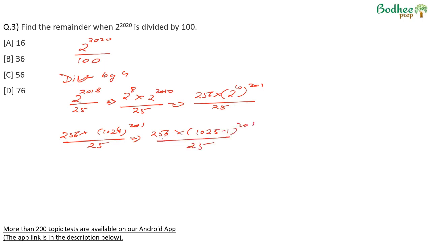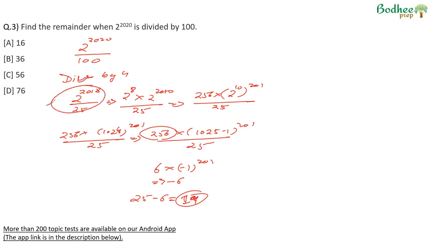Now we can clearly see from here, 256 by 25, remainder is 6. 1025 minus 1, remainder is minus 1 raised to power 201. So the overall remainder will be minus 6. Since it is a negative remainder, add it to the divisor to get the positive remainder 19. 19 is the remainder for this division. But this division happened when we divided the original by 4. So the original remainder will be 19 into 4, which will be 76.